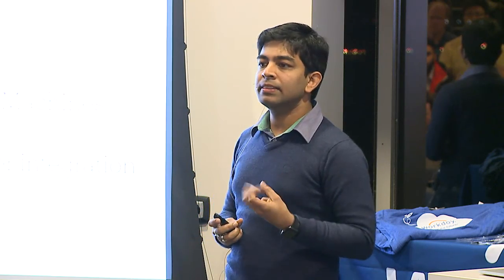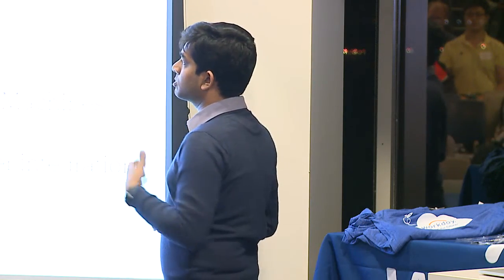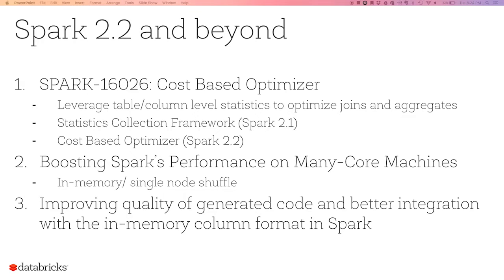So what's next? In terms of performance, there are 3 key things that I'm really excited about for Spark 2.2 and beyond. First of all, in newer versions of Spark, the community is actively working on a cost-based optimizer. The key idea behind a cost-based optimizer is to leverage table and column level statistics to optimize your joins and aggregates. As part of this, we already have a basic statistics collection framework in Spark 2.1. And then a full-fledged cost-based optimizer would be part of Spark 2.2.